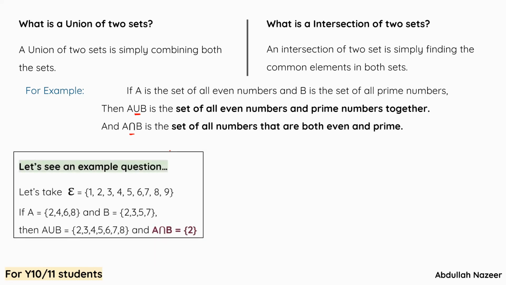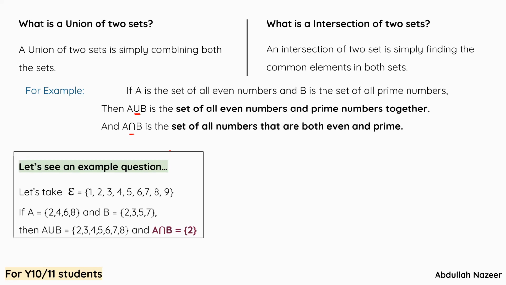For example, let's take the universal set to be 1, 2, 3, 4, 5, 6, 7, 8, 9. As I've mentioned in the previous videos, we need to define a universal set for every problem we work out, because the universal set tells us where to look. So we're looking at the numbers from 1 to 9, and A is 2, 4, 6, 8. So clearly you see A has taken all the even numbers within the universal set, and B has taken all the prime numbers within the universal set.